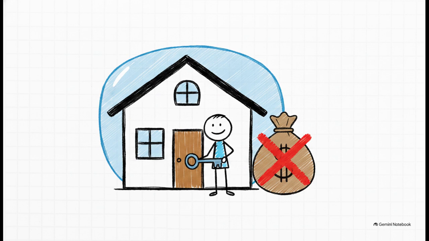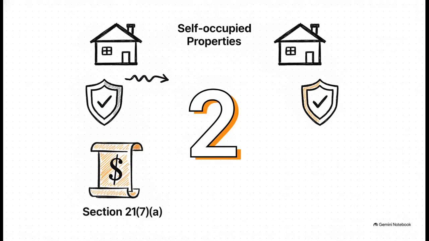But interestingly, it also extends to situations where the owner cannot actually occupy it due to any reason. So, if you are employed in another city and have to live in a rented place there, the baseline annual value for your self-occupied property back home is completely zero. But hold on. We are seeing the number 2 pop up again. And this is a very critical checkpoint imposed by Section 21(7)(a).